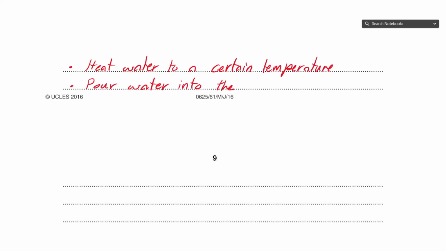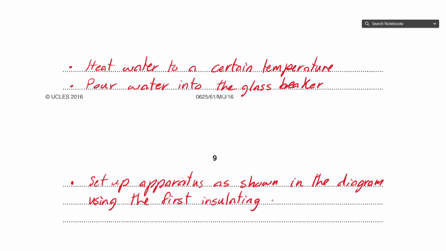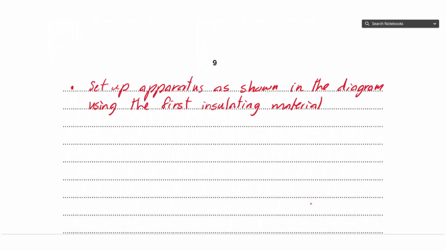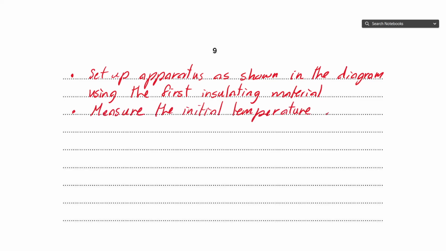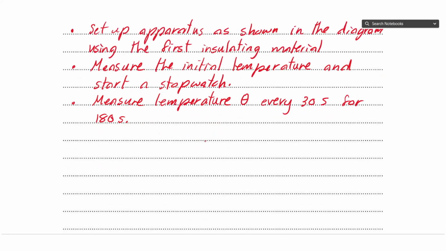First we can say heat water to a certain temperature, then pour water into the glass beaker. Then set up apparatus as shown in the diagram using the first insulating material. Now for the rate of cooling, measure the initial temperature and start a stopwatch. Then measure temperature theta every 30 seconds, for example for 180 or 120 seconds. Technically the experiment is done, but we need to repeat the experiment for the other insulating materials.